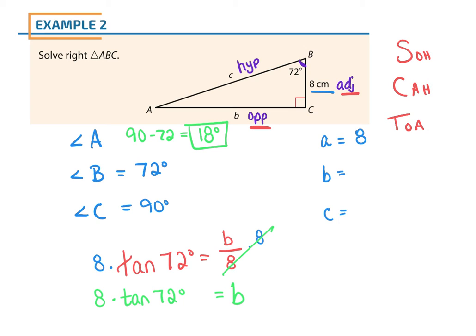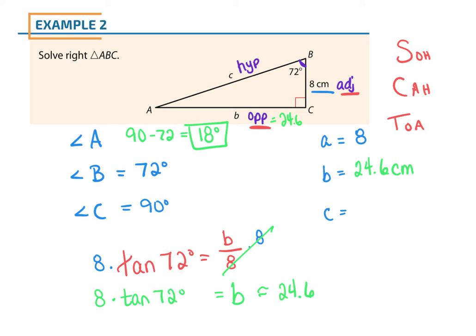So in your calculator, you're going to take 8 and multiply by the tangent of 72 degrees. When you do that, rounded to the nearest 1/10, you should get 24.6 centimeters. So B's length is 24.6 centimeters. So make sure that in your calculator you get 24.6.